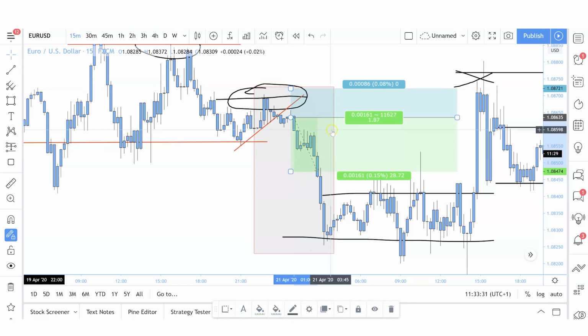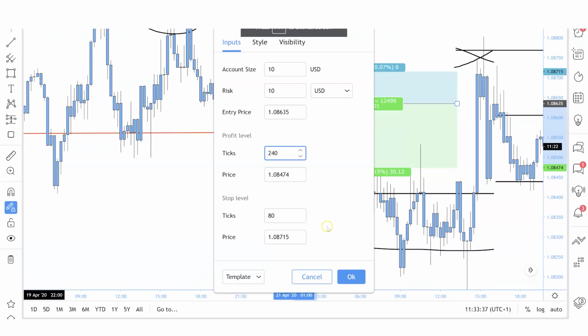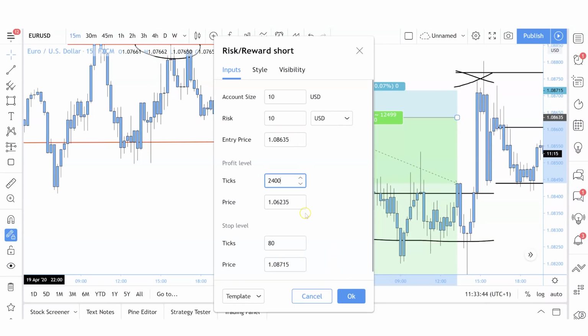and then we can see how this trade played out. So I'm trying to get here an 8 pip stop loss, giving me problems, and then we're always going for a 1 to 3, so 24 pips for that 1 to 3.